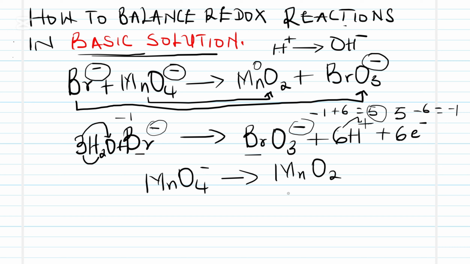Like I said, whenever you're balancing this, you must always balance the atoms that are not either hydrogen or oxygen first. Now the Mn, we have one on the left. We also have one on the right. Since the manganese atoms are balanced, we can now go ahead and balance the oxygen. On the left, we have 4 atoms of oxygen. On the right, we only have 2.